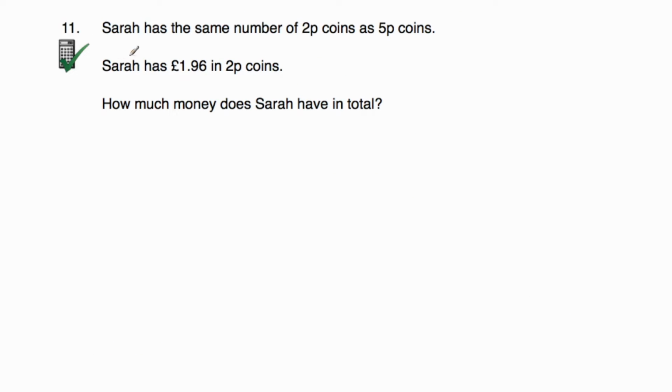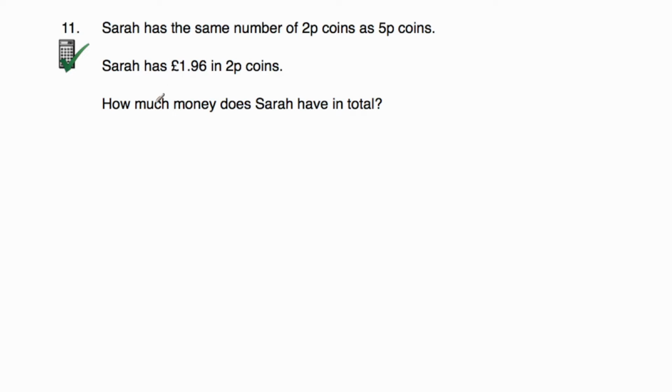It's a calculator question. Fantastic. So we can pick up our calculator. And Sarah has got the same number of 2p coins as 5p coins. So she's got the same number of coins. So she might have 100 2p coins and 100 5p coins. She might have 1,000,000 2p coins and 1,000,000 5p coins and so on. And Sarah's got £1.96 in 2p coins. I think that rules out the million.